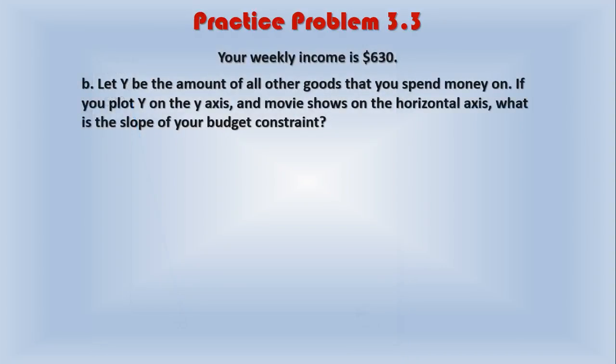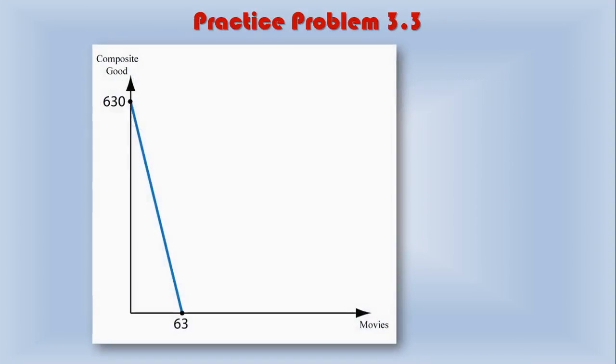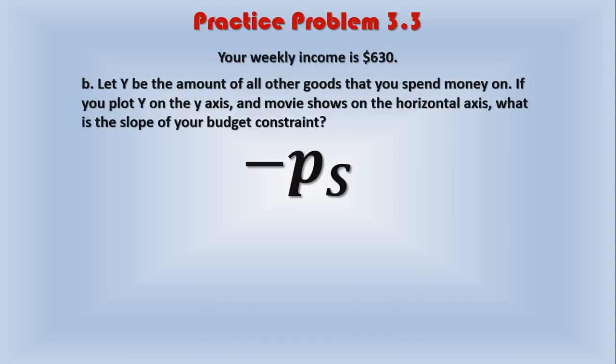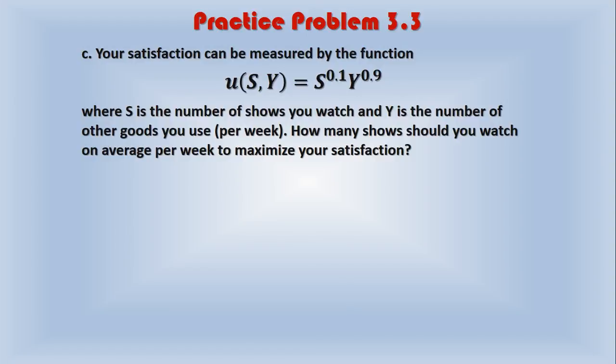All right, so we're looking for the slope of this line here. So one thing you could do is just remember that it is negative the ratio of the price of the good on the x-axis to the price of the good on the y-axis. The price of the good on the y-axis is $1, so it's negative the price of the good on the x-axis, which is movie shows, which is -10. So that's the answer there.